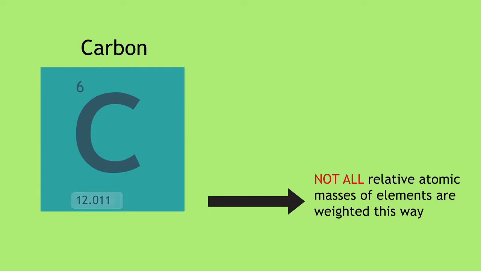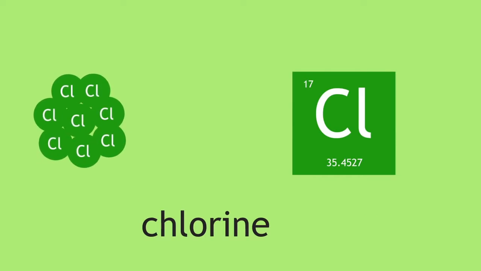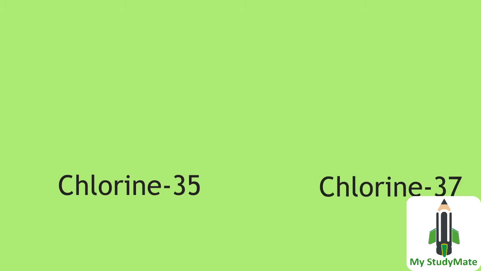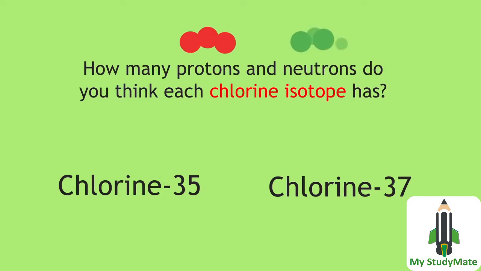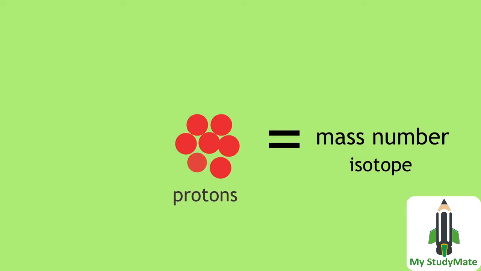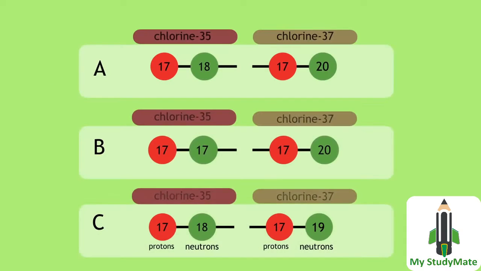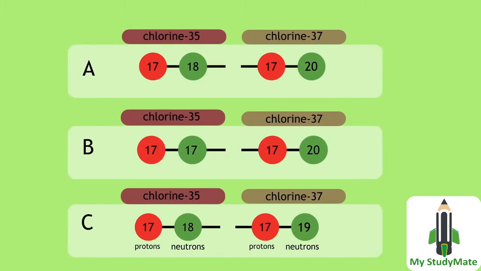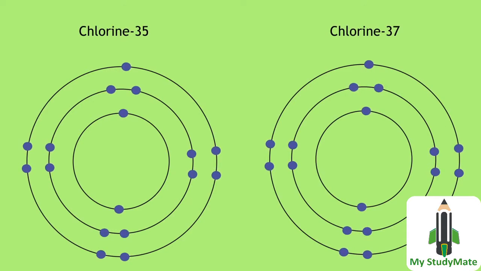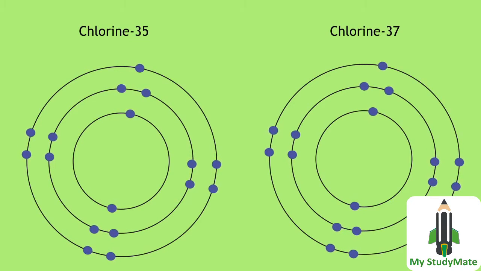However, not all relative atomic masses of elements are weighted this way. Chlorine, for instance, exists as two isotopes, chlorine-35 and chlorine-37. How many protons and neutrons do you think each chlorine isotope has? Remember, the mass number of an isotope is equal to the number of protons it has plus the number of neutrons. Pause and select one of the following options. Use the chemical symbols to help you work this out.